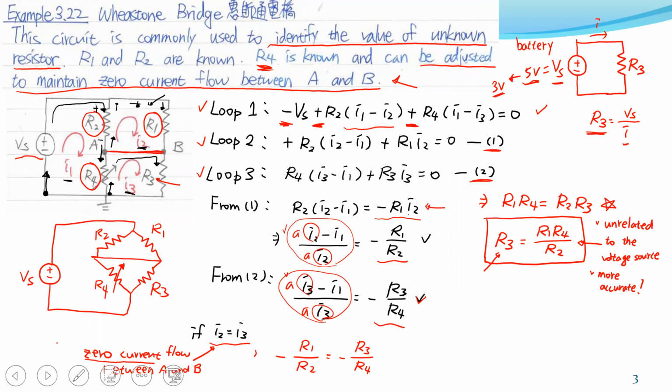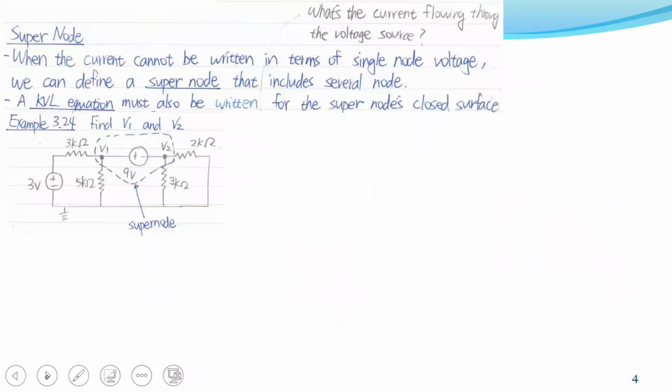Okay, and then the next example, we need to look at supernode. Okay, so when the current cannot be written in terms of single node voltage, we can define a supernode that includes several nodes. And also a KVL equation must also be written for the supernode closed surface. Okay, let's look at this example.